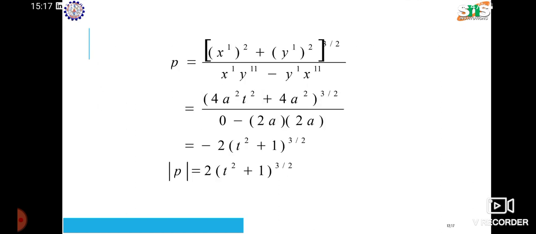After substituting, we get minus 2a into t square plus 1, whole power 3 by 2. Already I said we should never attain a negative value in radius of curvature. So that's why I am making it modulus rho. So again we get a positive value as the radius of curvature.